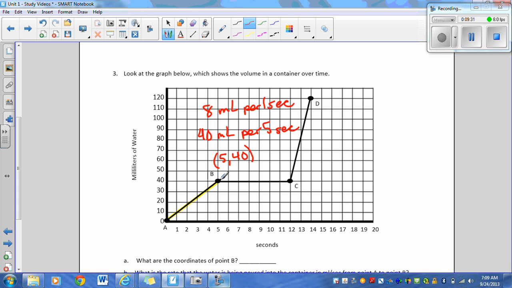Okay. What's the rate of change from B to C? It looks like it hasn't changed at all. So this is a 0 rate of change. 0 milliliters per second. Okay. So that is rate of change and how to make a double line graph.